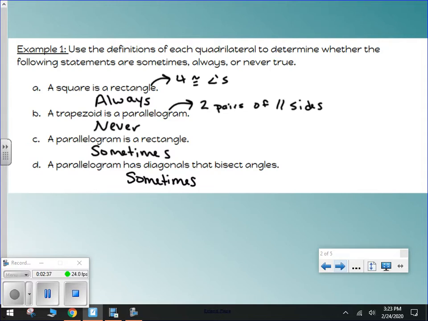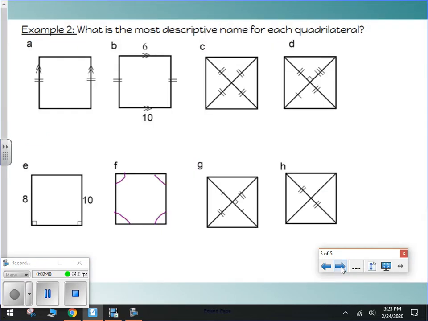Now for example 2. Again, I want you to figure out what's the most descriptive name for the quadrilateral by first pausing the video, trying the problem, and then unpausing the video and seeing if you were correct. So go ahead and pause it. All right, now that you're back, I actually want you to skip A because we don't have enough information. But in B, that should be an isosceles trapezoid. The stipulation to be an isosceles trapezoid is legs are congruent, which I have, and opposite sides parallel. So the most descriptive name I could give is isosceles trapezoid.